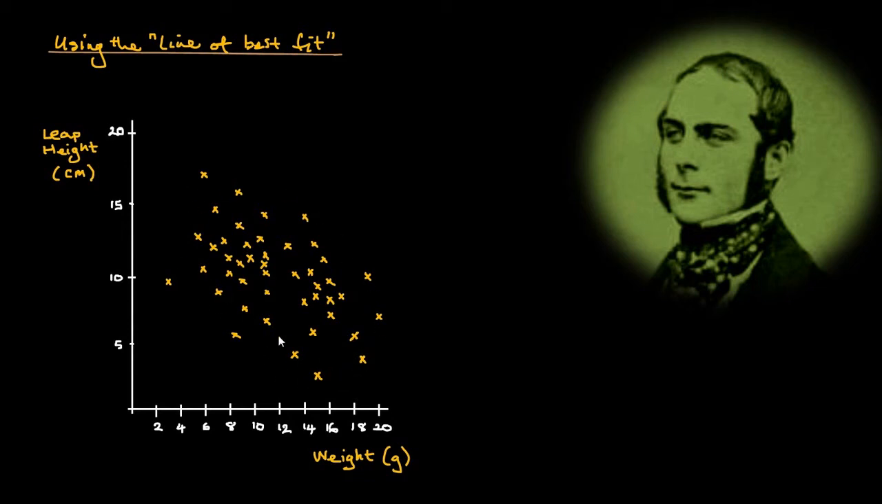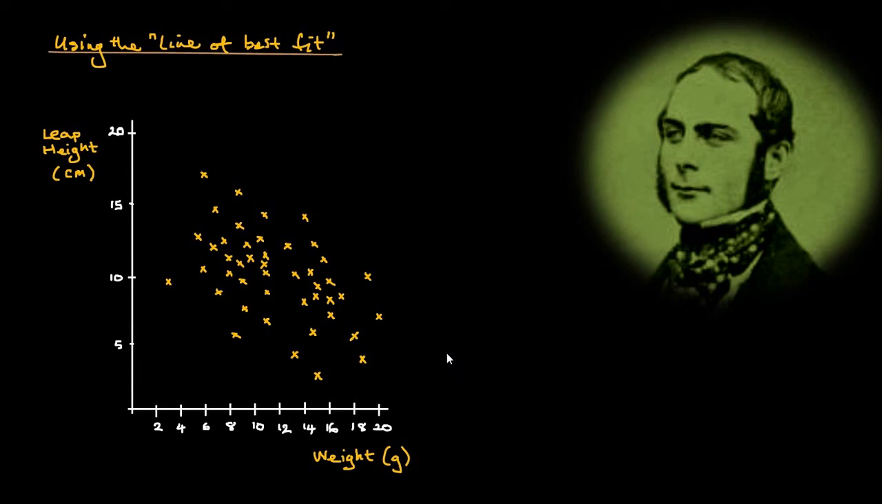But I think we can say that there is a weak correlation between weight and leap height. So the first thing is to look at the data and decide: is there a correlation or not? If there is a correlation, is it positive or negative? In this case it's negative, so we'd be looking to draw a line of best fit through the data here. So where exactly are we going to draw that line?